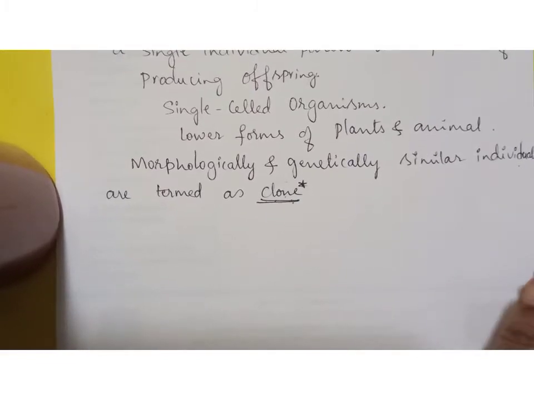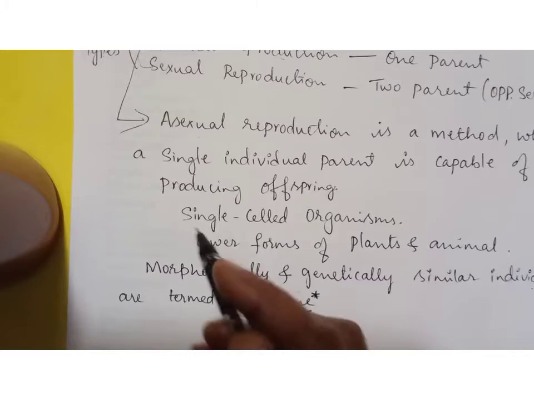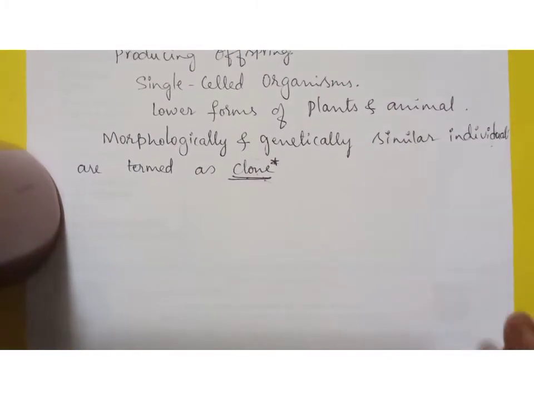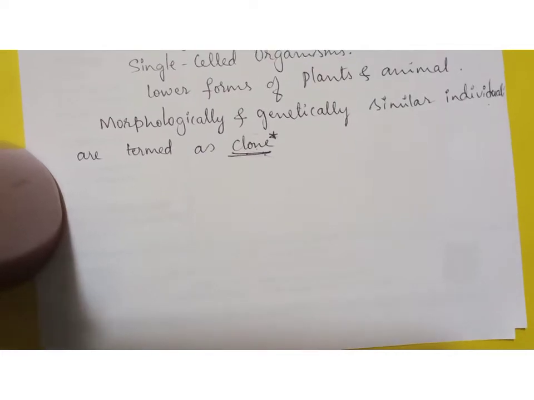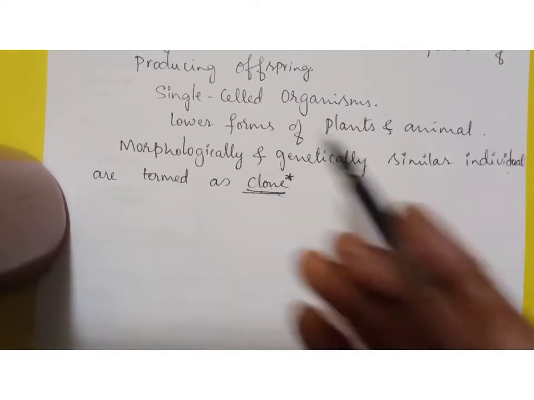So there are different types or modes of asexual reproduction in lower organisms, like the single celled organisms we mentioned. In such organisms we can see a number of types of asexual reproduction.